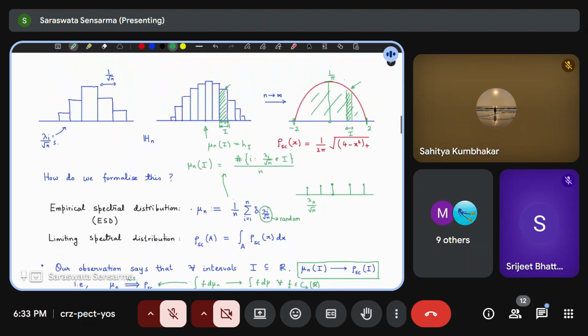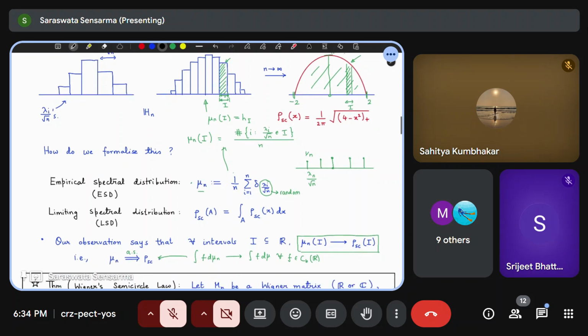By the way, the names: this measure, which gives weight 1 over n to all of these random variables, is called the empirical spectral distribution, ESD. And the limiting law is called the limiting spectral distribution. Let me write the short form, LSD.